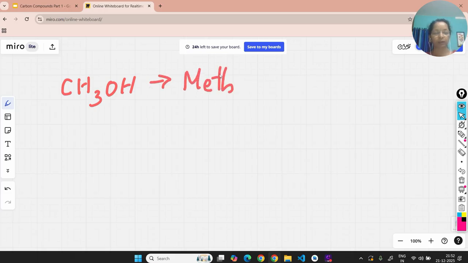Okay, meth. Then we'll check whether there is a double or triple bond. No, it is all single bonds. Since it is shown like this, no double bond is possible here. Okay, now the functional group is OH. So we'll add the suffix OL. So the name of the compound is methanol. Right?